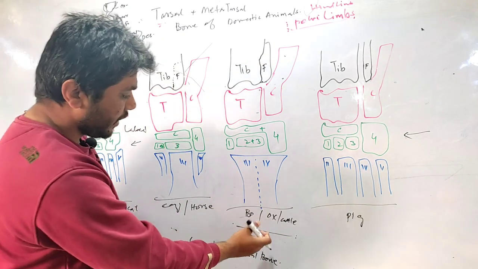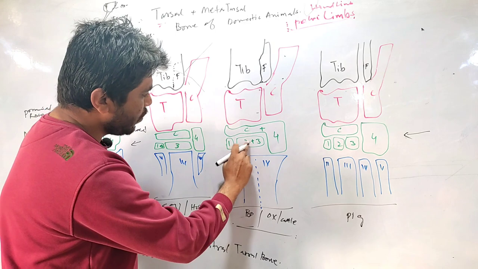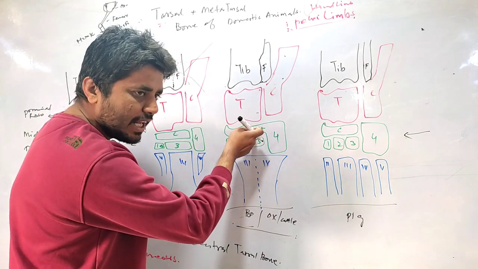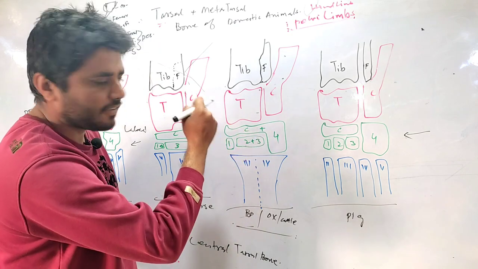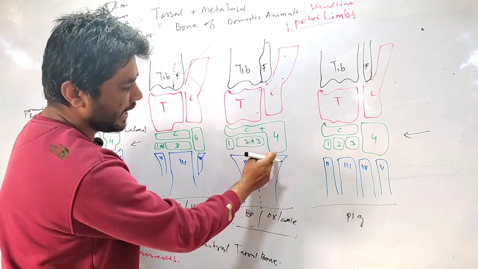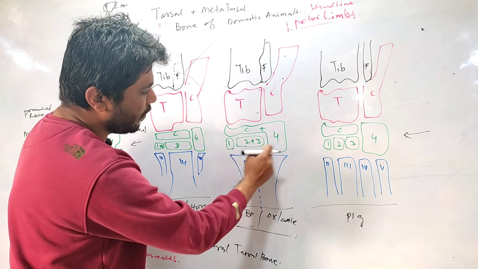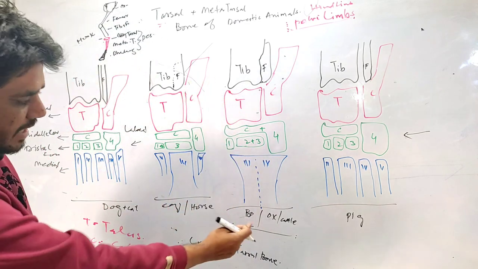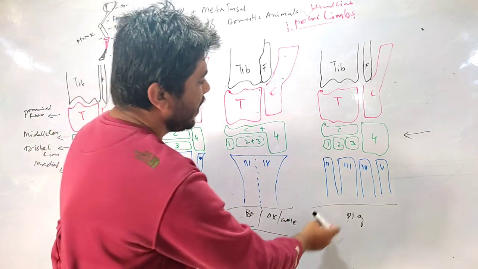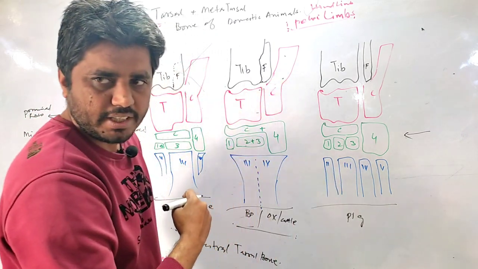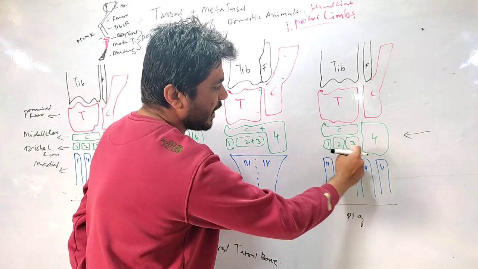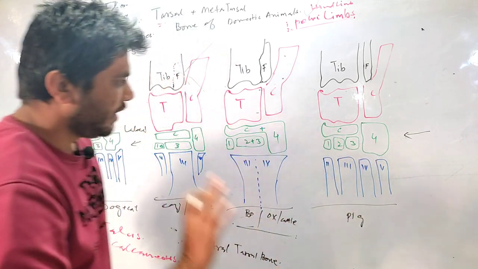In ox or cattle, the second and third also fused, and the fourth is fused with the middle bone, which is the central tarsal bone. That means we have 1, 2, 3 bones only here. How many bones? 1, 2, 3 in the distal row of the cattle. Jump to the next one. Here we have all 4 bones, like dog. 1, 2, 3, 4. First tarsal bone, second, third, and fourth.